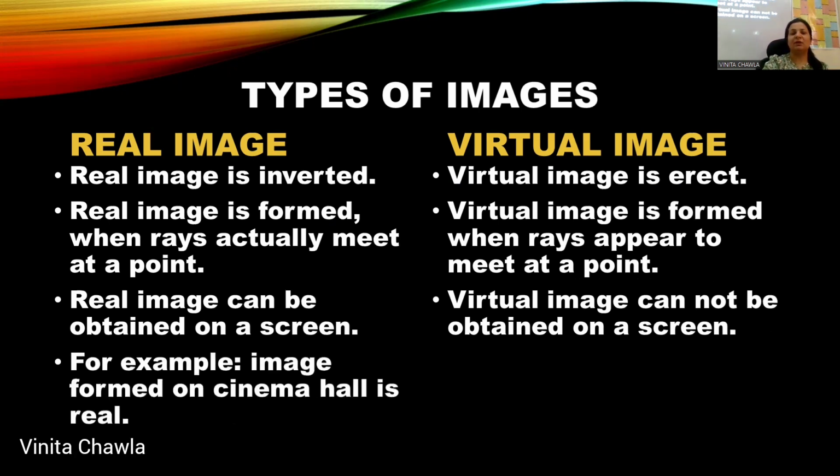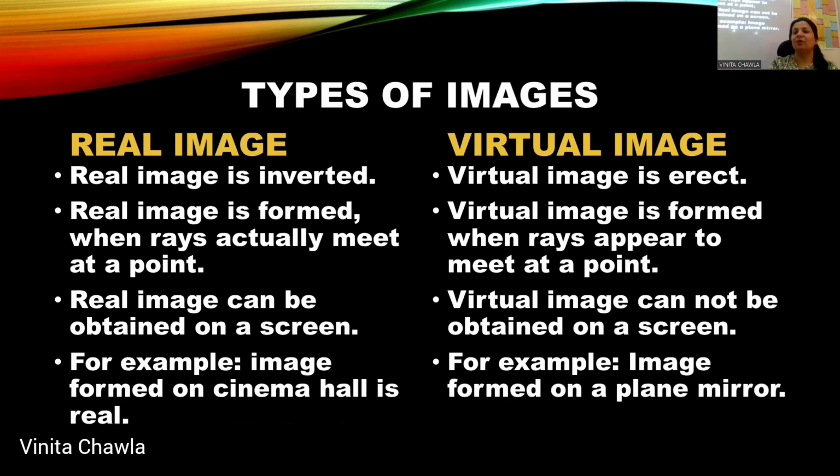A real image is, for example, the image formed in a cinema hall. On the other hand, the image formed on a plain mirror on a dressing table is virtual, not real. We do not see an upside down image. We see a virtual and direct image, right?